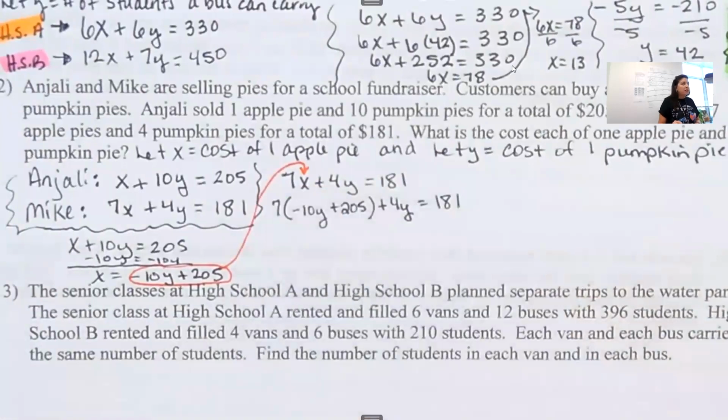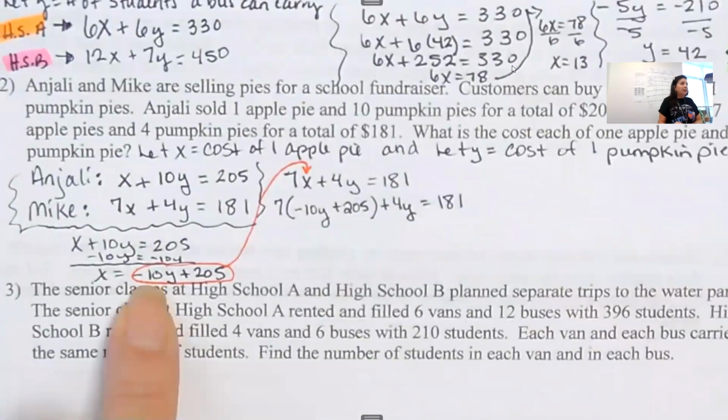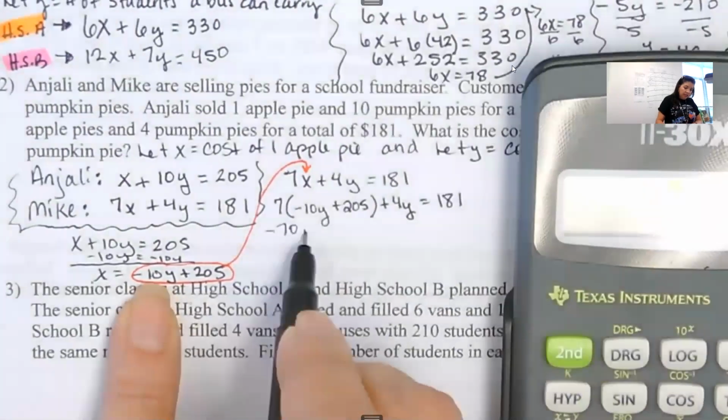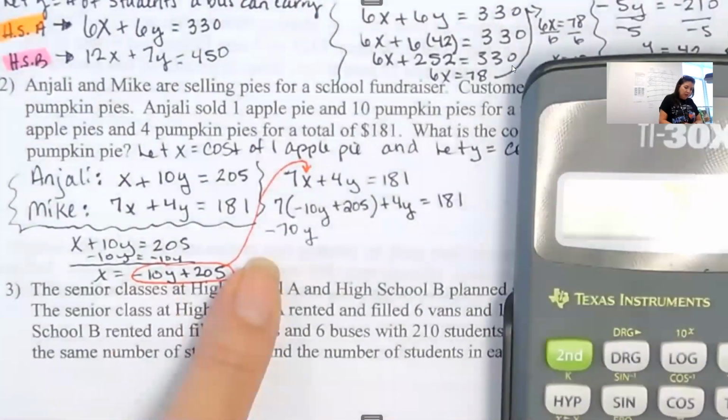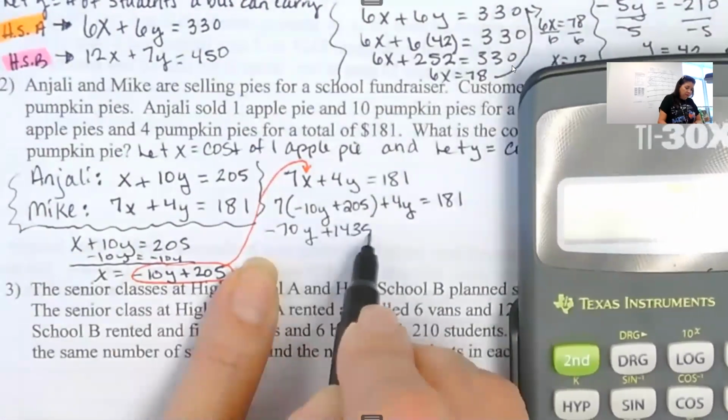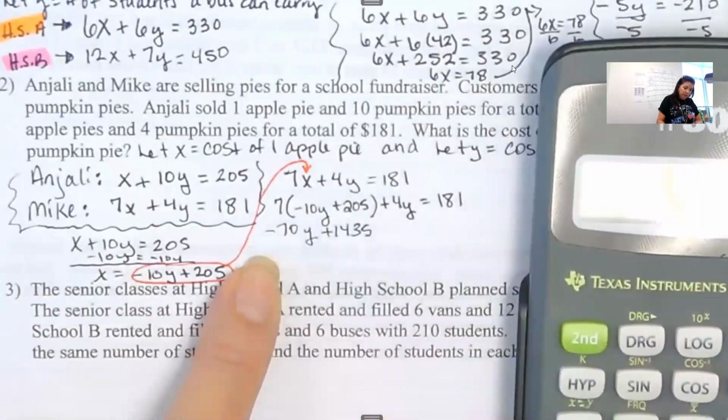So now notice this next step, I don't have x's and y's in this equation. I only have y's. So when you just have one variable, then we can solve for just that variable for a number, not an expression. Like over here, we had 2 variables. So the best I could do was solve for an expression, but now I can solve for a number. So let's distribute. So 7 times negative 10y is negative 70y. 7 times 205 is 1,435, and that's positive. Just double check that. And then bring down your plus 4y.